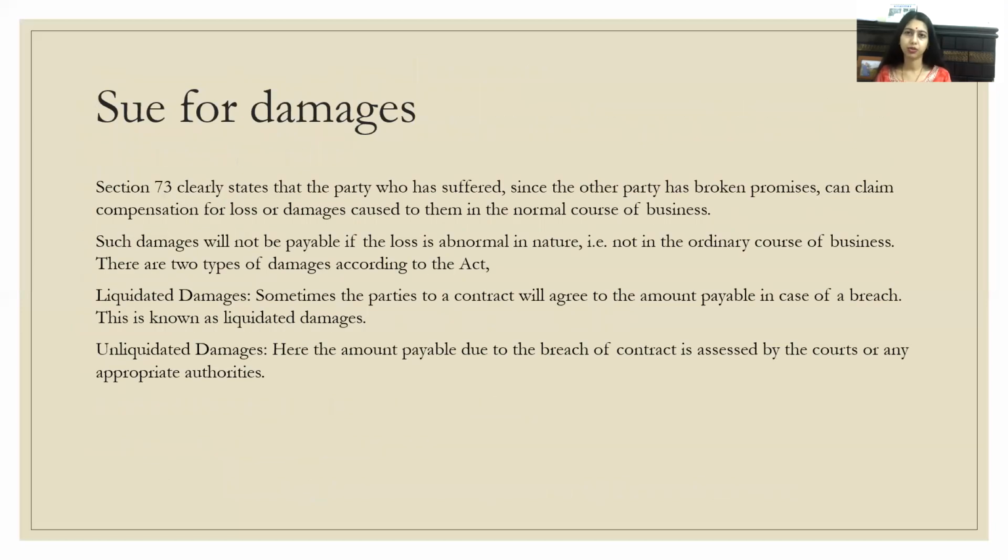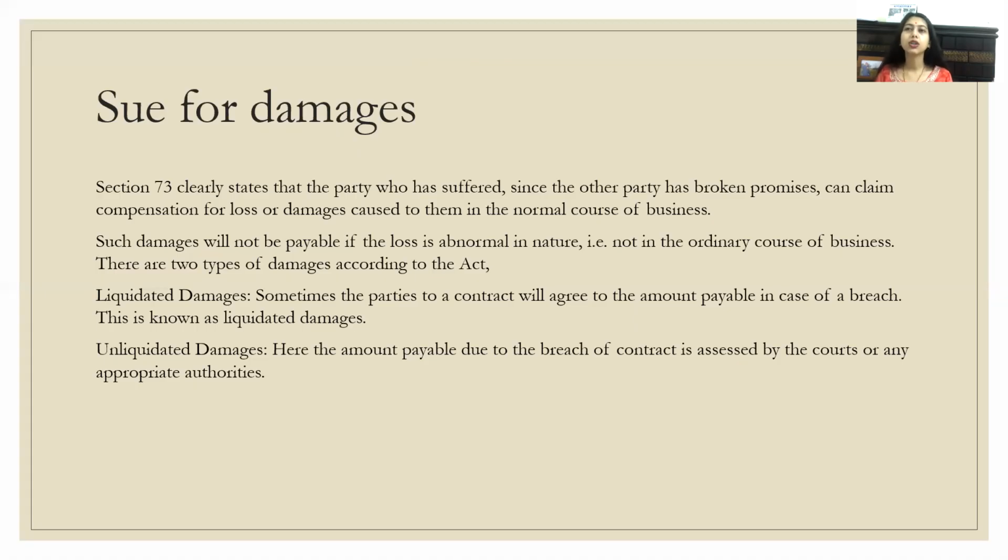Next is suit for damages. As per section 73, the party who has suffered since the other party has broken promises can claim compensation for loss or damages caused to them in the normal course of business. Now, a party who has suffered loss will claim for damage or compensation. So, a suit can be filed under section 73. Such damages will not be payable if the loss is abnormal in nature. So, now this is giving some kind of exceptions. Such damages will not be payable if the loss is abnormal in nature or not in the ordinary course of business.